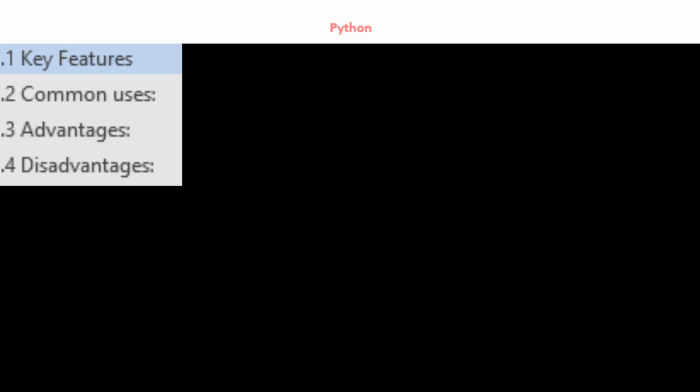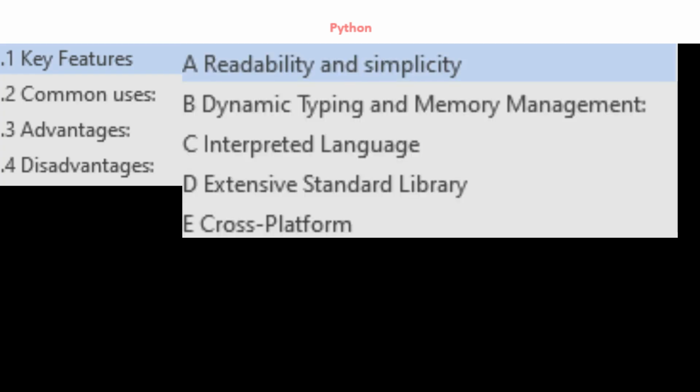Python is a versatile, high-level programming language known for its ease of readability, flexibility, and wide range of applications. Here's a brief overview. Key features: readability and simplicity. Python's syntax is clear and easy to understand, which makes it accessible for beginners. It emphasizes readability, reducing the cost of program maintenance.